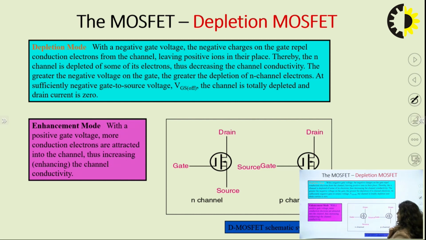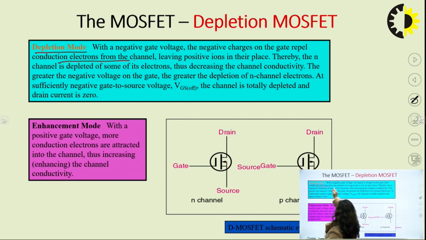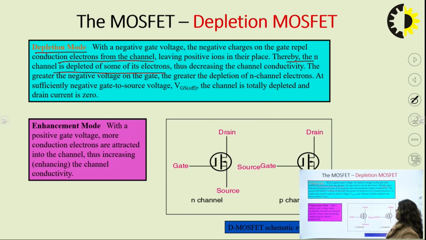So in the depletion type of MOSFET, firstly we have to see what depletion mode is. If we apply a negative gate voltage, the negative charges on the gate repel conduction electrons from the channel. So in the depletion type of MOSFET, we have a negative gate voltage and a P type substrate, with an N type source and drain, and the negative voltage will repel the electrons forming the channel between the source and the drain. This leaves positive ions in their place, thereby the channel is depleted of some of its electrons, thus decreasing the channel conductivity.